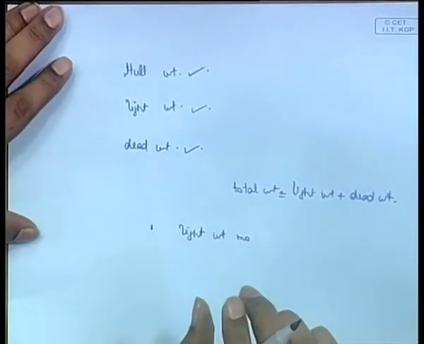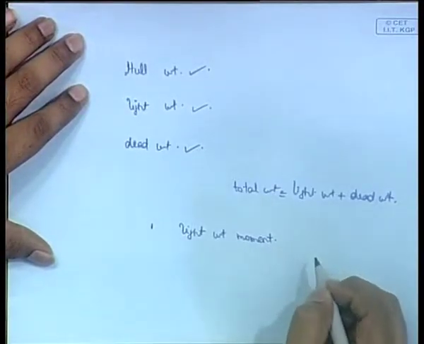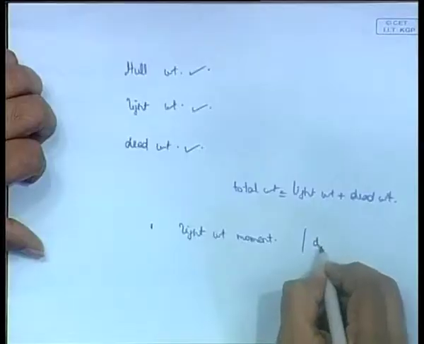These are all moments associated with KG, means something into KG. For example, if it is the light weight of the ship, say a bulkhead, the weight of that into KG of that will give you one moment associated with it. That moment is called light weight moment. And if it is a dead weight, let us say a cargo, a weight that I am putting there or taking out, it is called a dead weight moment.